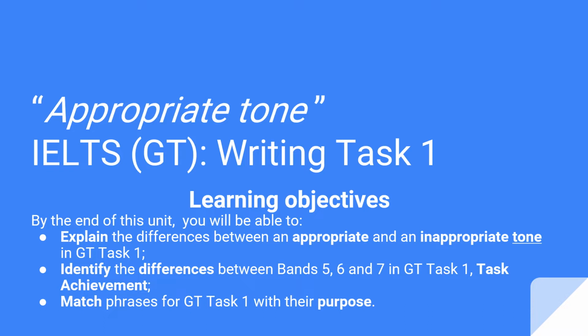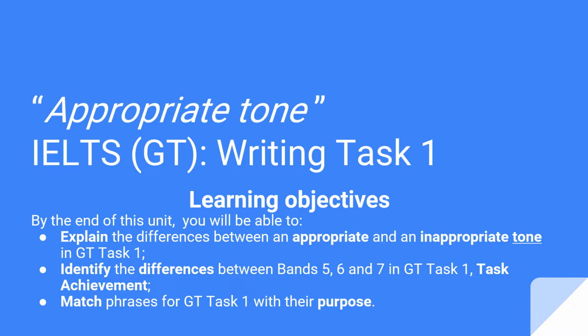Our first learning goal is that by the end of this unit, you will be able to explain the difference between an appropriate and an inappropriate tone, which is something many test takers are not clear on. Second, you will be able to identify the main differences between what makes up a Band 5, Band 6, or Band 7 in the task achievement category from the IELTS public version band descriptors.